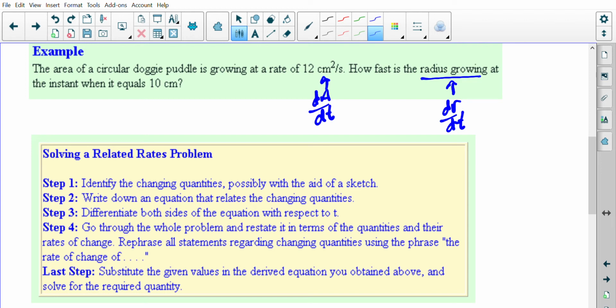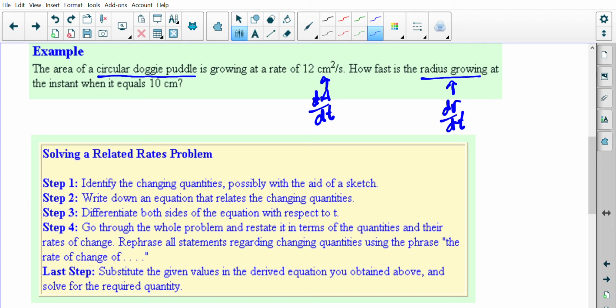Now, in order for me to do this, what I need to find is a relationship that connects these two differentials. So I need a formula that connects A, area, and radius. And we're talking about a circular doggy puddle.